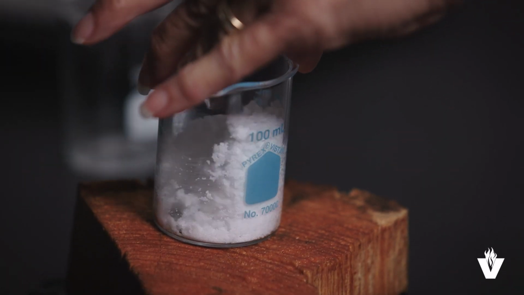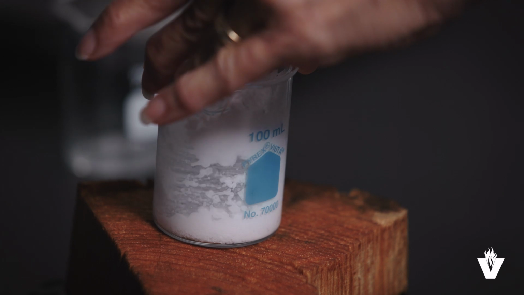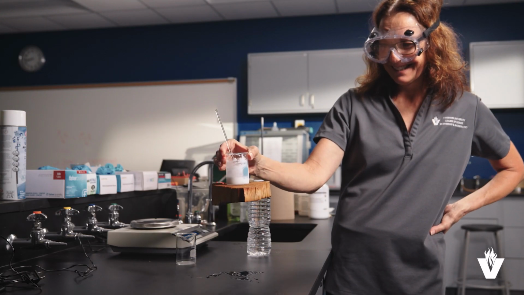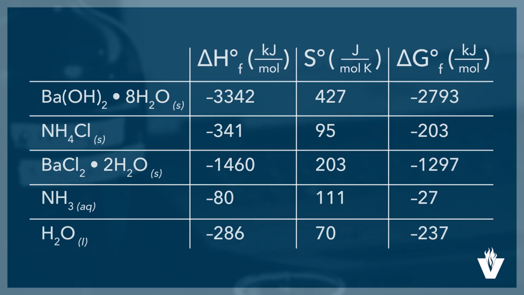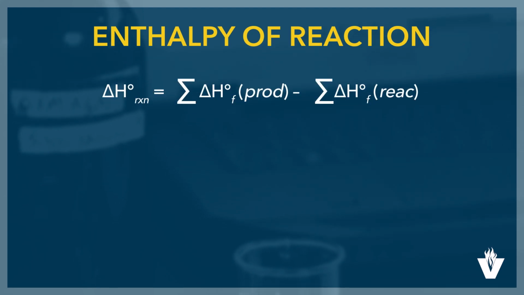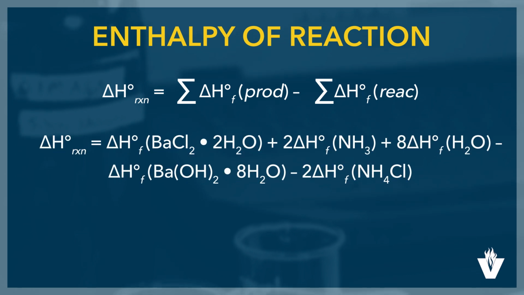Any energy absorbed by the reaction has to be balanced by the energy lost from the surroundings. Conservation of energy. Observe that the surrounding water and water vapor is freezing to the beaker. We can calculate the enthalpy of reaction from the standard enthalpies of formation of the reactants and products. Here's a table of the standard enthalpies of formation for the reactants and products. The enthalpy of reaction is the product formation enthalpies minus the reactant formation enthalpies, taking into account the reaction stoichiometry.